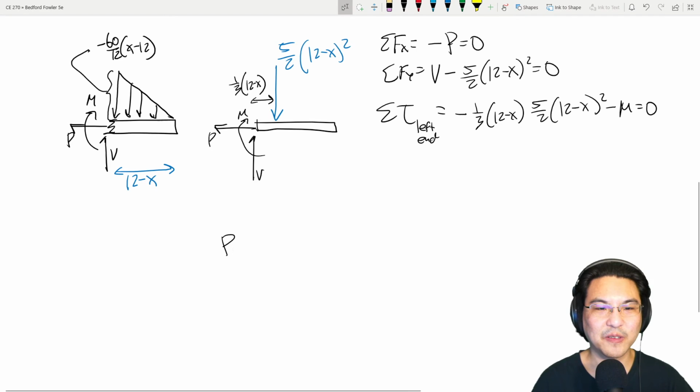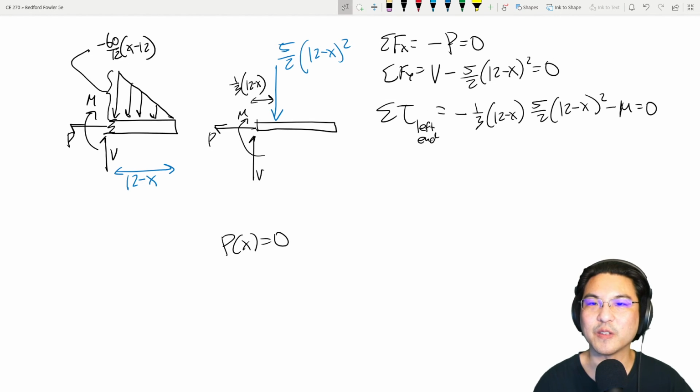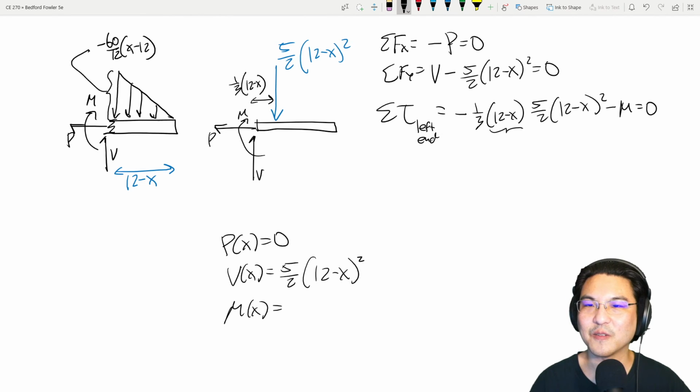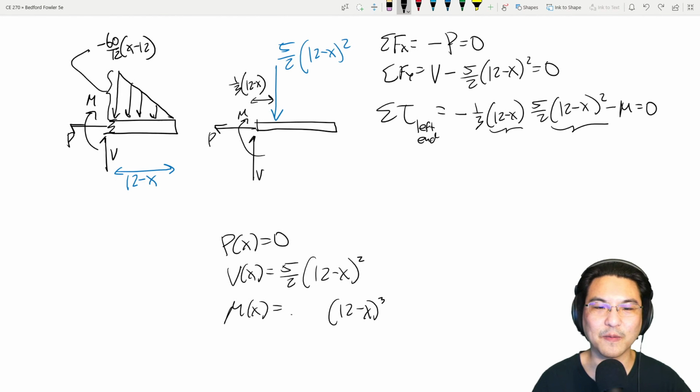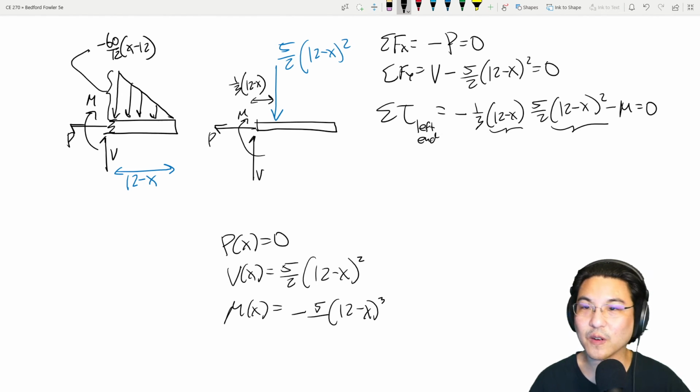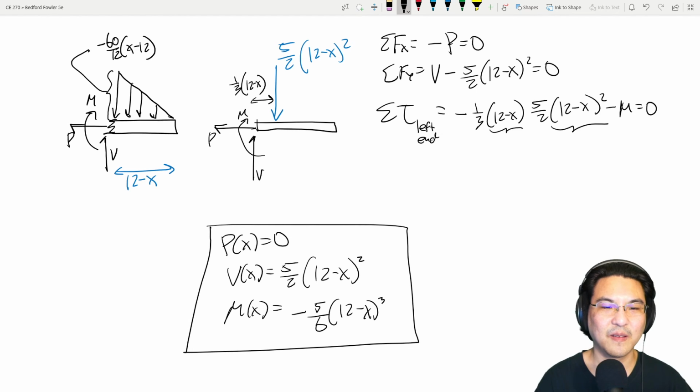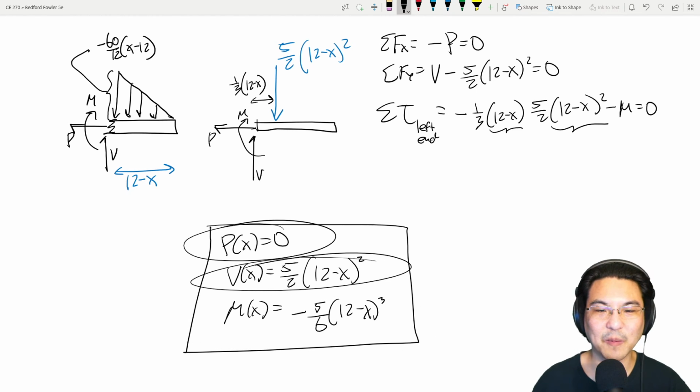here we go. The axial force is 0. The shear is 5/2 12 minus x squared. And then here the bending moment is, let's see, 12 minus x, 12 minus x, so 12 minus x cubed, then 5/2, so then that's negative 5 over 6. Okay, so there we go. Axial force, shear, bending moment.